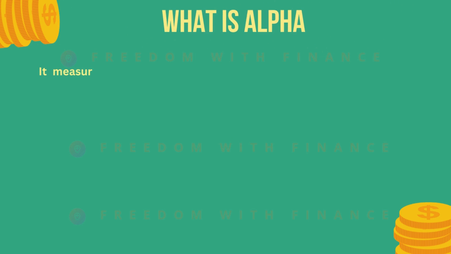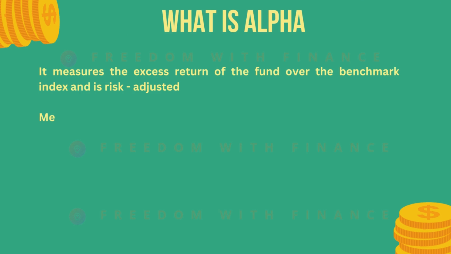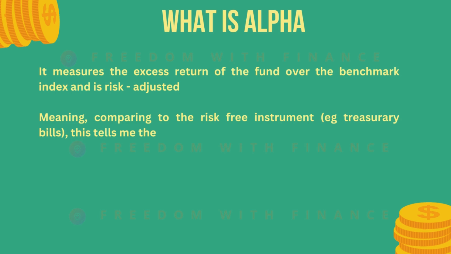Alpha is the additional return that the fund is able to provide, beating the benchmark index. So going for as high as possible. So in this case, you're saying that you're getting almost 14% higher returns than the benchmark index.